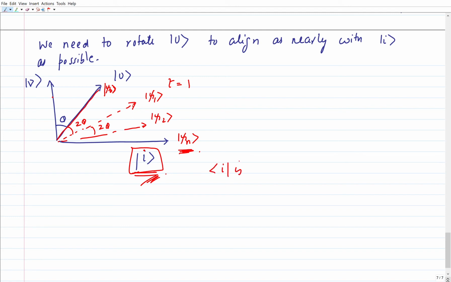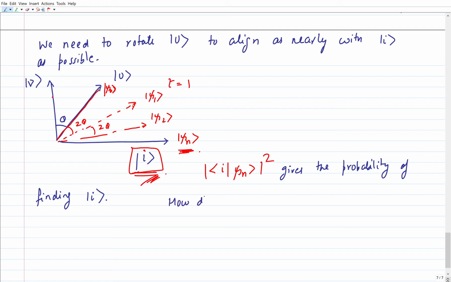Essentially, the probability, this guy, gives the probability of finding I. Now the question is, how do we accomplish this?